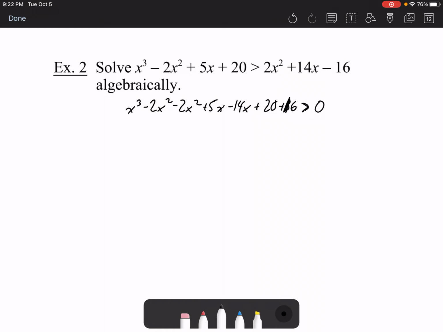Okay, so this now simplifies to 36, and this is negative 9x, and this is minus 4x squared, and an x cubed. This is all greater than 0. Oops, let me fix that cubed. Doesn't look like a 3. There we go. Okay, so again, we could factor.